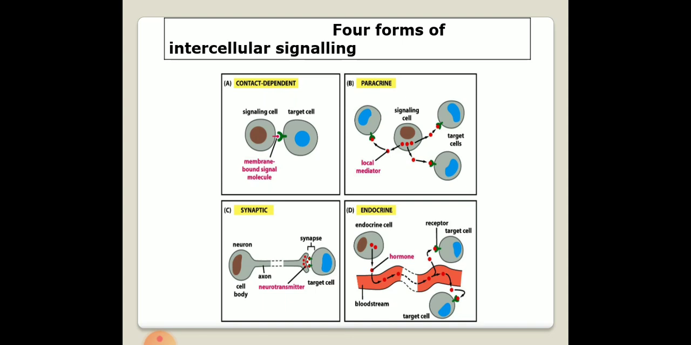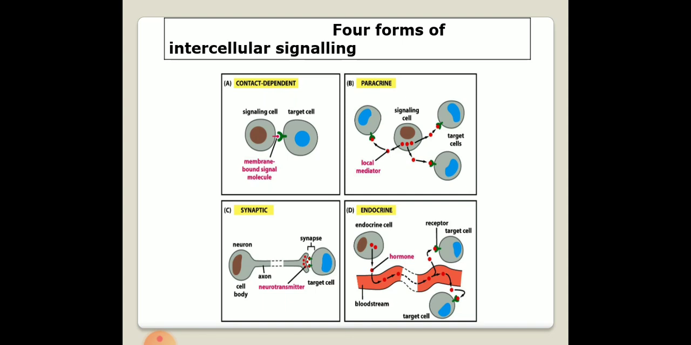Paracrine signaling means the signaling cell and the target cell are neighbors. They are not in close contact, but they are also not far apart. They are neighbors. Here what happens, the signaling cell gives out the signal and this signal gets relayed through local mediators or intracellular signaling molecules to the target cell.